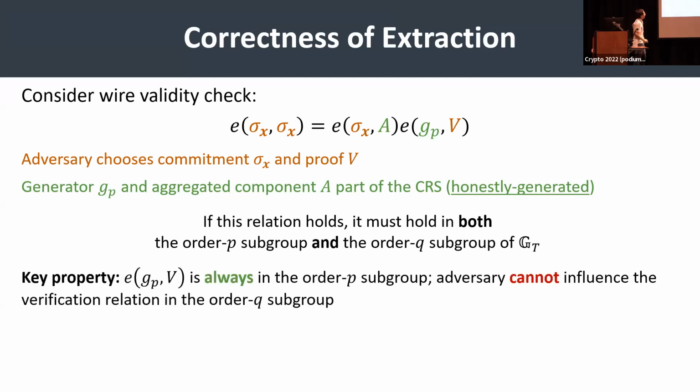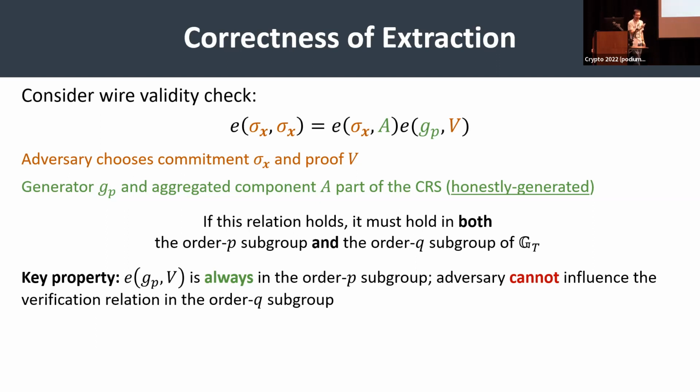The final ingredient that we will need in our soundness analysis is that if we look at this expression here, this verification relation has 3 pairing products, or 3 pairing operations. The final component here, we're going to pair something in the order p subgroup and something that's controlled by the adversary. The point is that because we're pairing with the generator for the order p group, whatever the adversary does completely vanishes. It cannot affect what happens in the order q subgroup. So if we only analyze what happens with this verification relation in the order q subgroup, we have basically isolated a single instance, the instance I star.